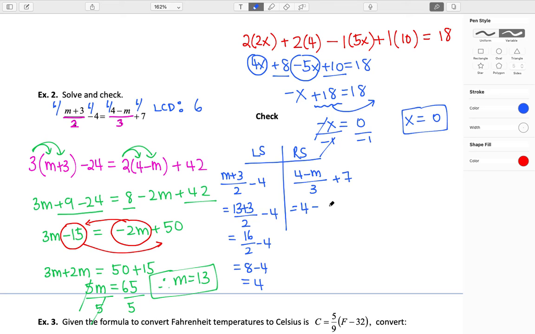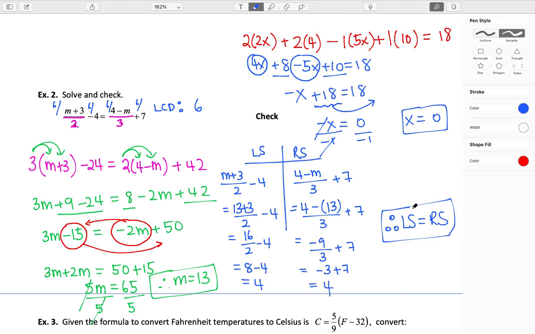So 4 minus 13. So 4 minus 13 is negative 9, which is negative 3. And there you go. We have left side equals right side. So make sure you finish the check by saying left side is equal to the right side. Okay.